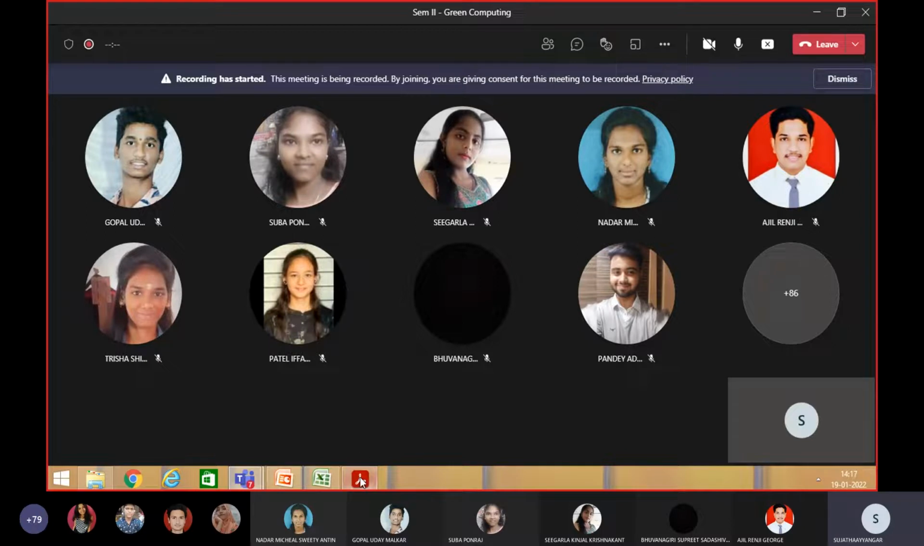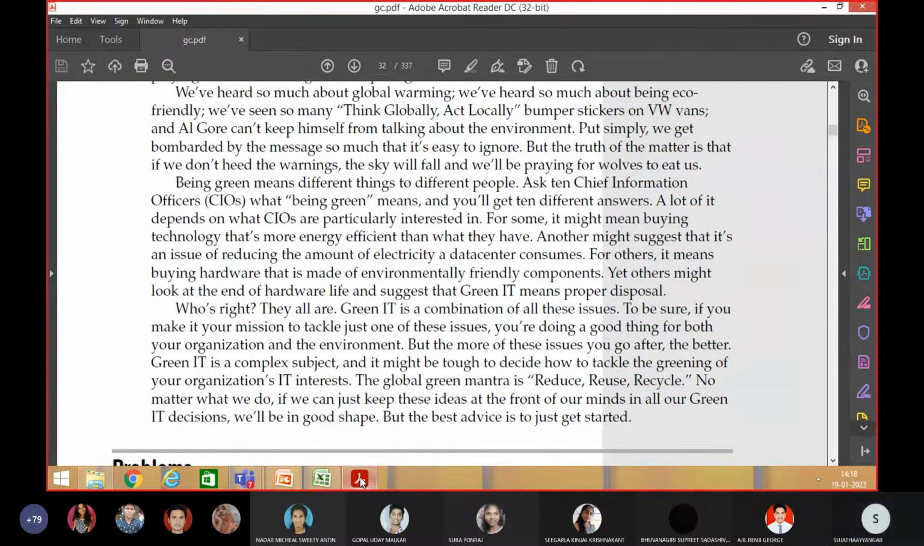So we are going to discuss everything here. We have heard so much about being eco-friendly. We have seen so many 'think globally, act locally' bumper stickers on VW vans, and Al Gore can't keep himself from talking about the environment. Put simply, we get bombarded by the message so much that it is easy to ignore. But the truth of the matter is that if we don't heed the warnings, the sky will fall, and we will be praying for wolves to eat us. Understood?